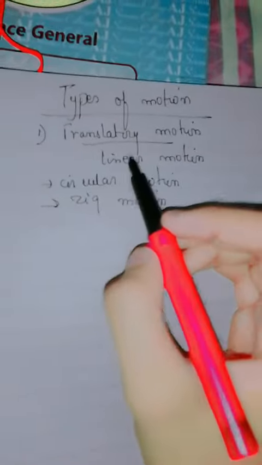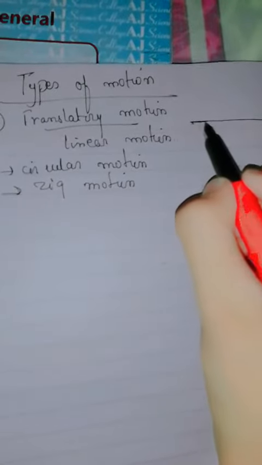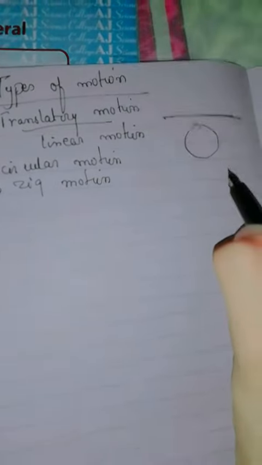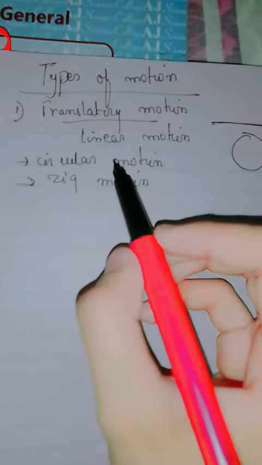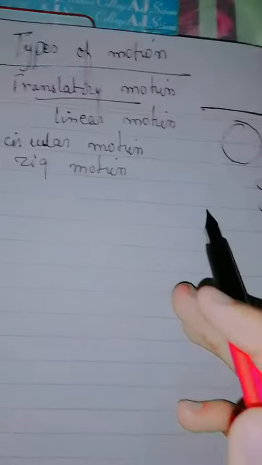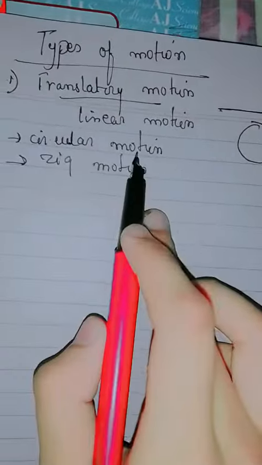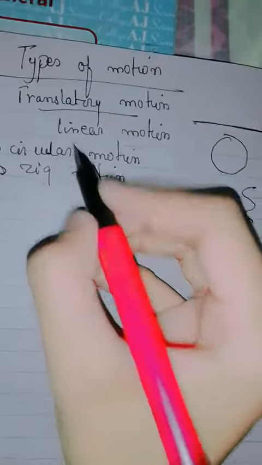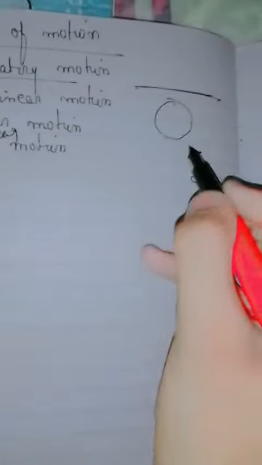Translatory motion is basically anything that is moving in a straight line. That is known as the straight line. It is not necessary that it should be just a straight line. It can be circular, it can be zigzag, but it should be a linear motion. For example, if a body is moving in a circular motion, it will be known as circular motion. And if a body is moving zigzag but linearly, that is known as zigzag motion.